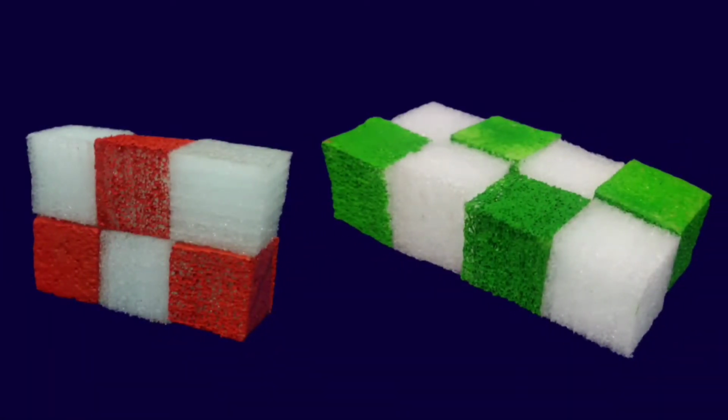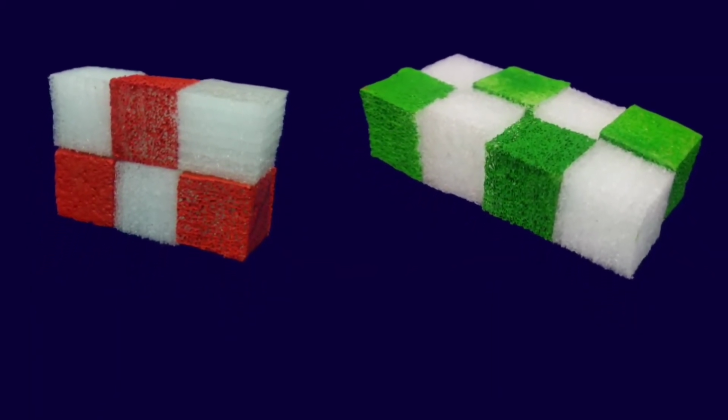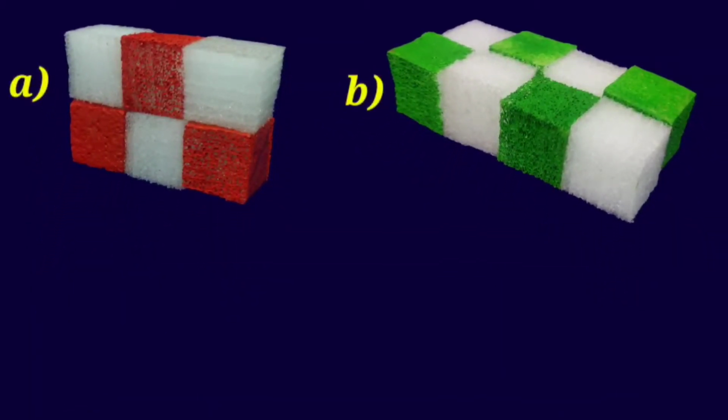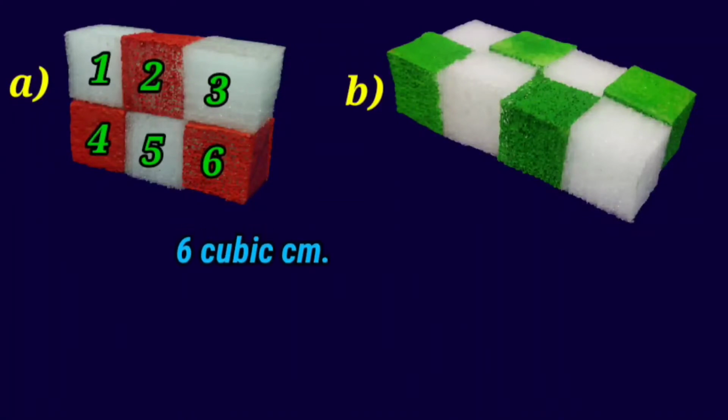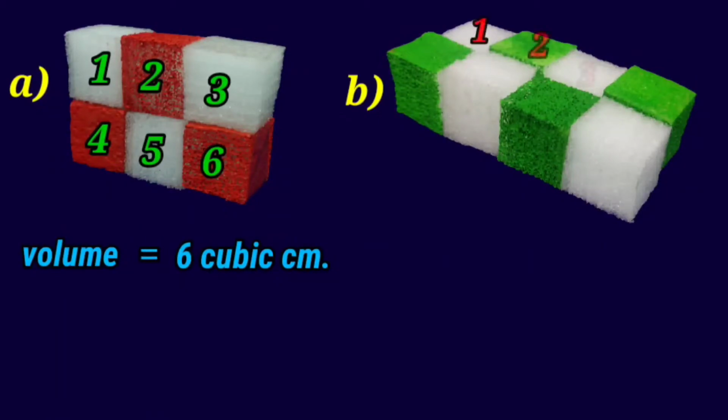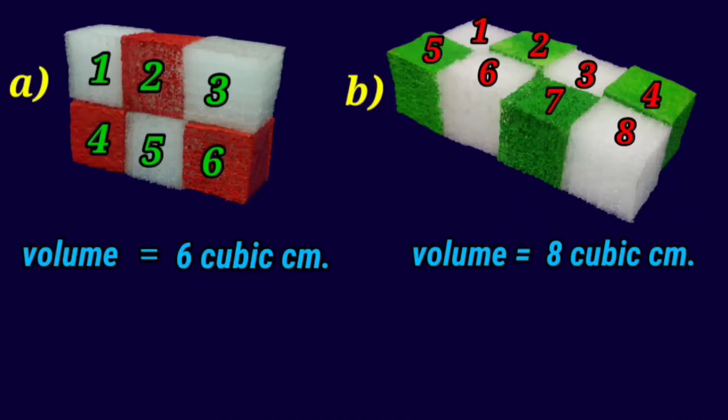Let us find the volume of these cuboids by counting number of cubes. Figure A has 1, 2, 3, 4, 5, 6 cubes, and the volume of one cube is 1 cubic centimeter. So the volume of 6 cubes is 6 cubic centimeter. Therefore, volume of this cuboid is 6 cubic centimeter. Similarly, figure B has 8 cubes. Therefore, volume of this cuboid is 8 cubic centimeter.